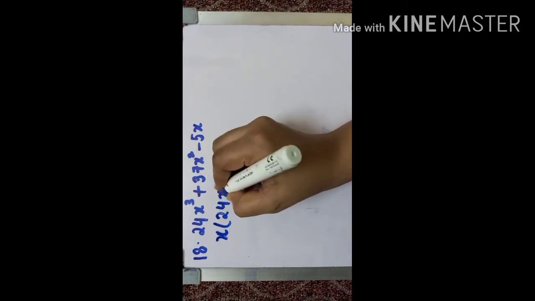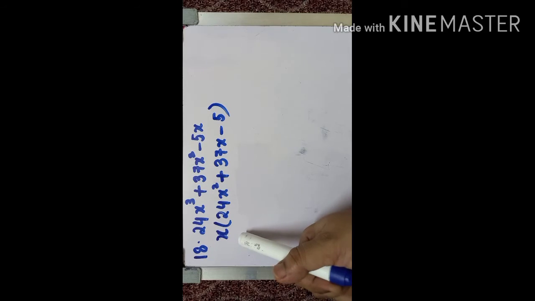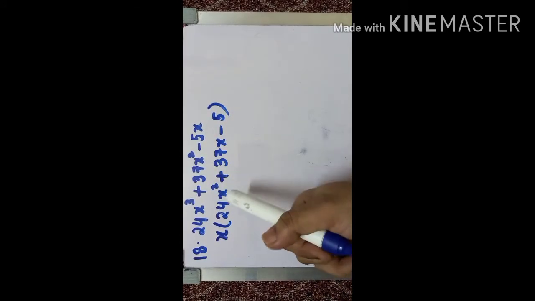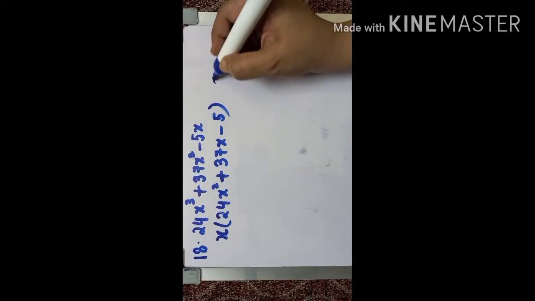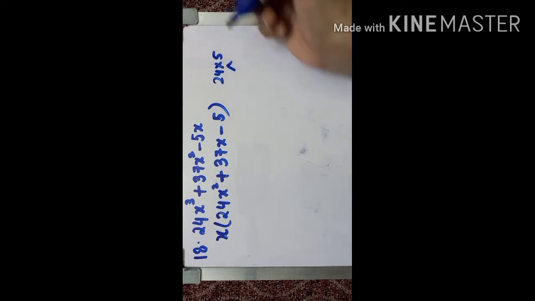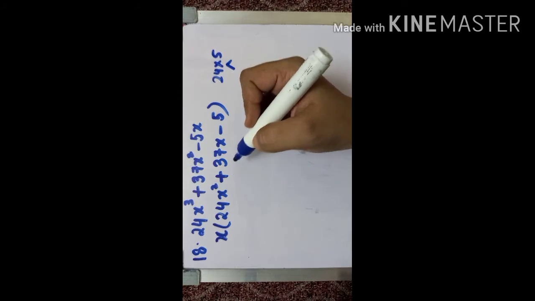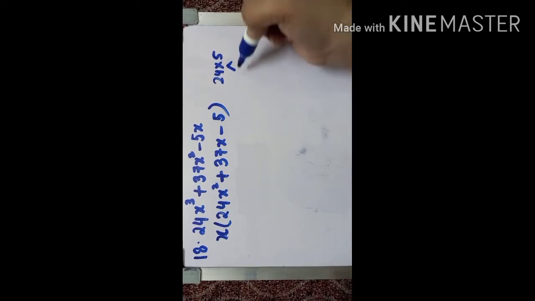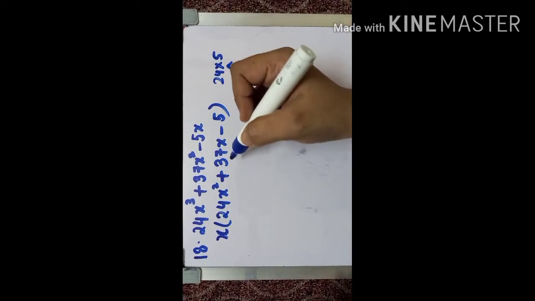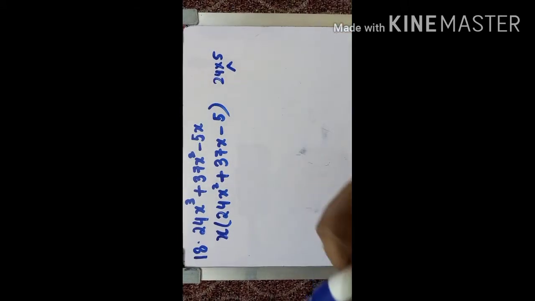So you will get 24x square plus 37x minus 5, right? So x you can just keep as it is, and you can solve this one, 24x square plus 37x minus 5. Okay, now 24 into 5. Now what you have to do is the same thing you have to follow here. Now 37 is there in the middle. So you have to take two terms in such a way that 37 also should come when you're adding or subtracting. So 24 into 5.